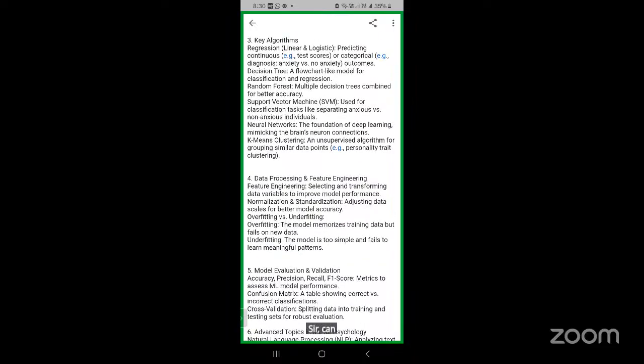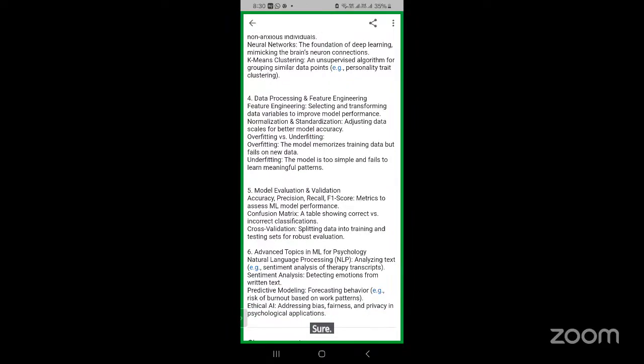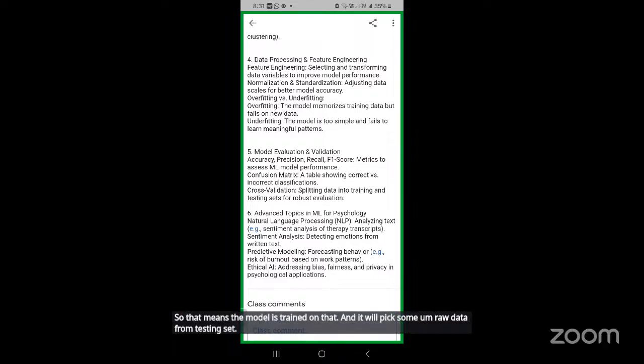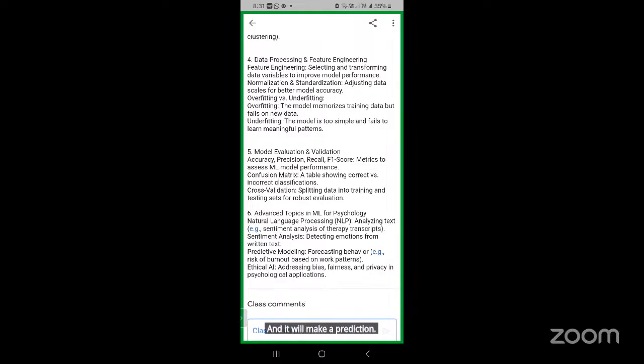Sir, can I ask a question? Sure. Sir, regarding cross validation, I understand that the data that we split into two groups. One is training data, another one is testing data. So my question is, what do we validate it against? Because one is training data, so that means the model is trained on that, and it will pick some raw data from the testing set, and it will make a prediction, and then we will check with the testing set whether it is predicting right or not. Is that how it works, sir?